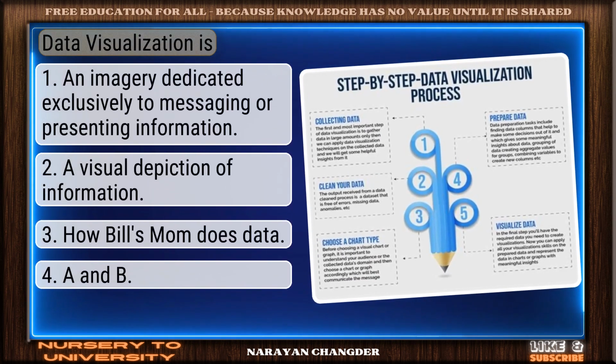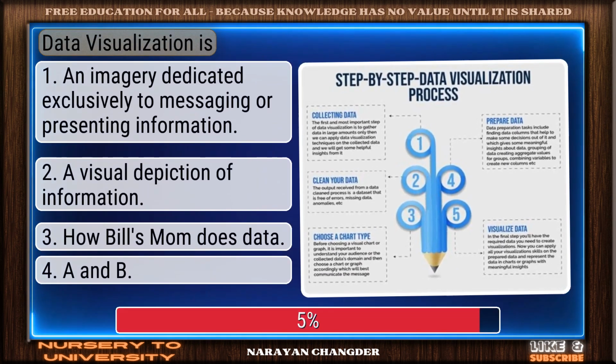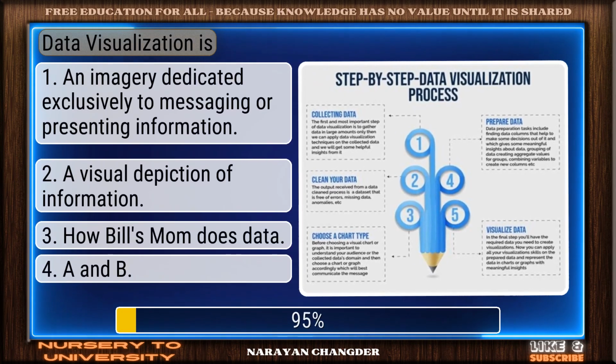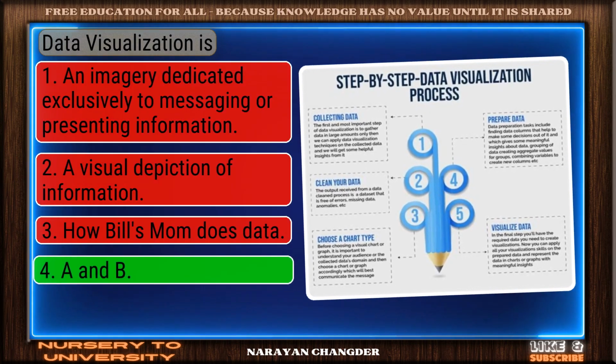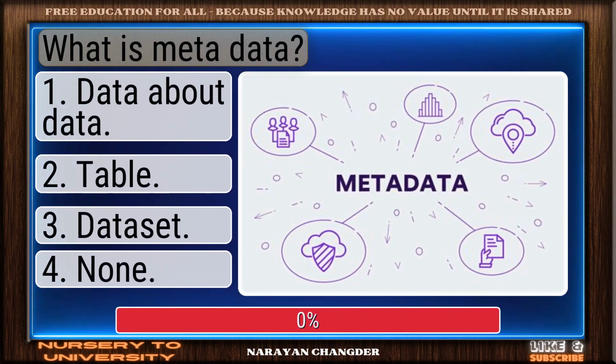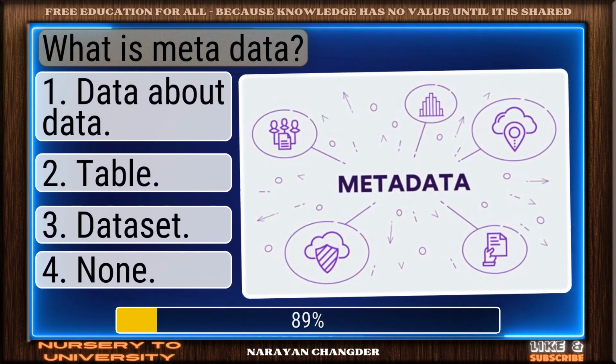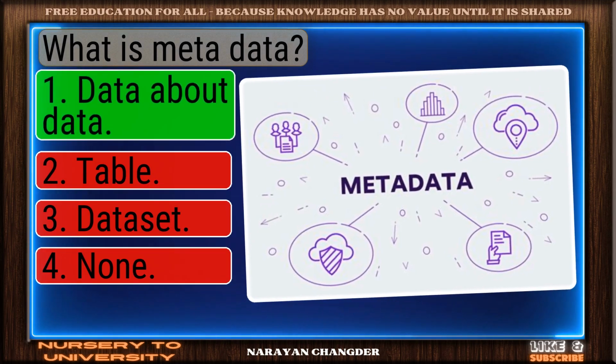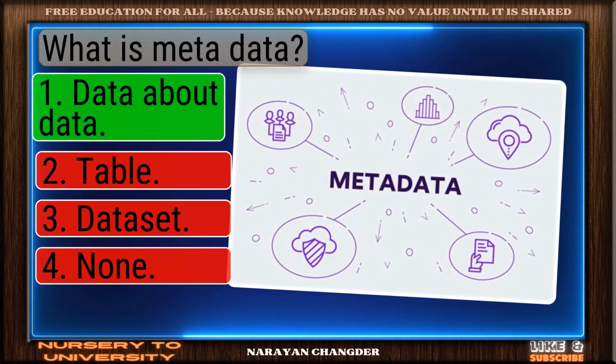Question number 77. Data visualization is. Great job. A and B is the accurate answer. Question number 78. What is metadata? Strong choice. Data about data is the right answer.